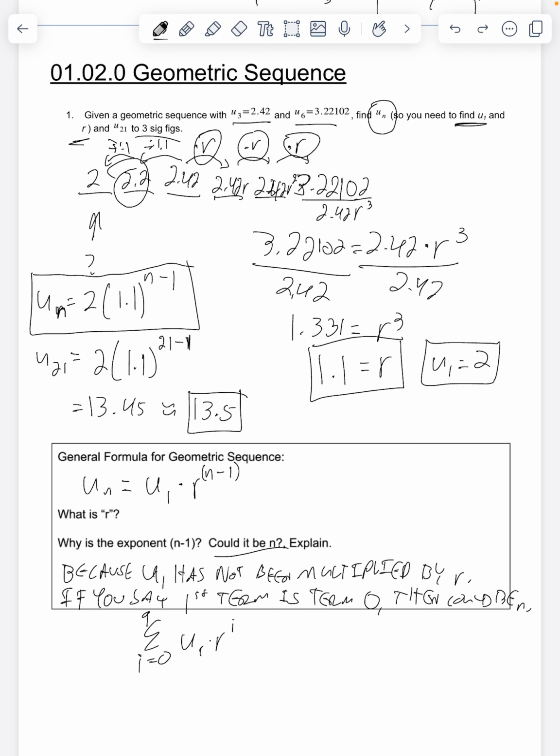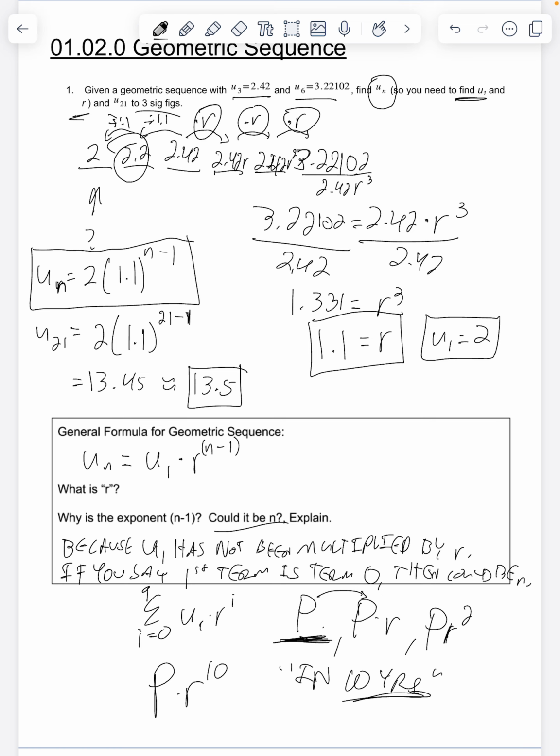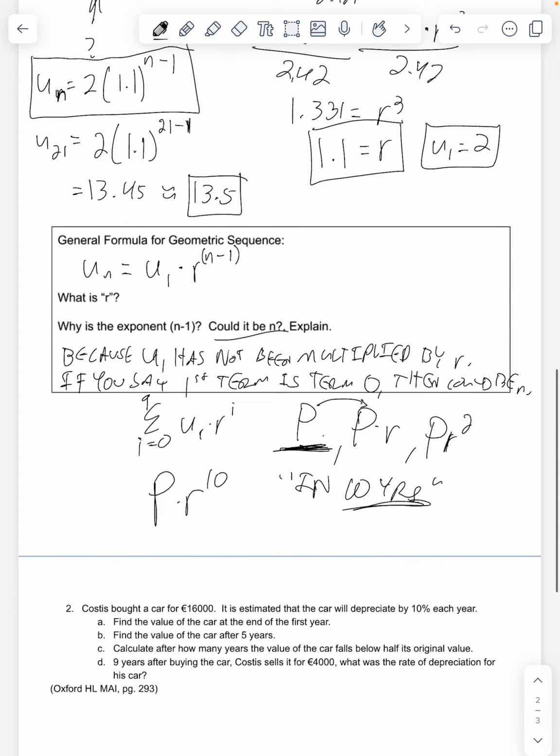Sometimes it can get a little confusing with interest or with depreciation, which we're going to see in the next example. Because if you have your principal value, that's your first term, right? But at the end of the first year, you're going to have your principal multiplied by your rate, and then PR squared. But if they ask how much money you will have in, let's say, 10 years, that's a little weird, because the first term has no R, and at the end of 1 year, there's 1 R. So the 10th year is really the 11th term, so it would be P times R to the 10. That's kind of weird as well, and that also explains how you could think about it as n. We'll see that in the next example if that didn't make sense.